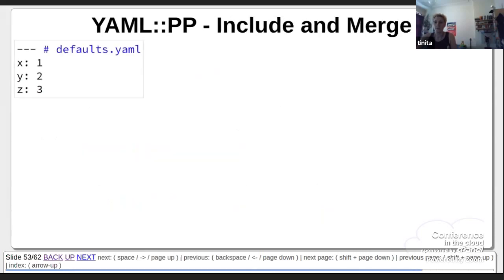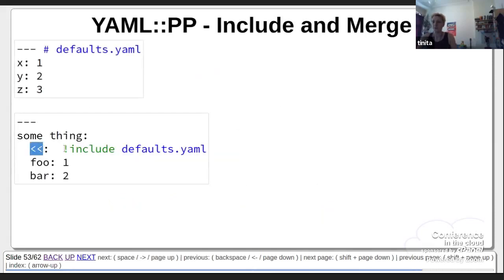You can also use both things together. So we have a merge key and an include. And yeah.